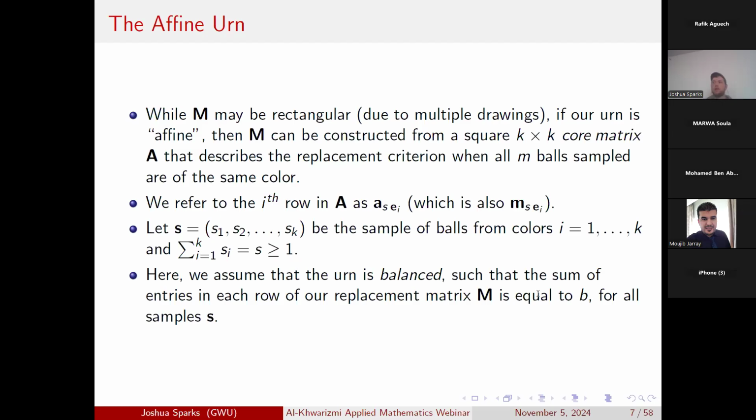We'll assume the urn is balanced. Balanced means the sum of the entries of each of the rows of a replacement matrix M is equal to some balance factor, we call it B, for all the samples, no matter what we draw. In doing that, it makes it a little bit easier for the analytical component, namely that the total number of balls in the urn is now a function of the number of draws that we have, as well as our starting condition.